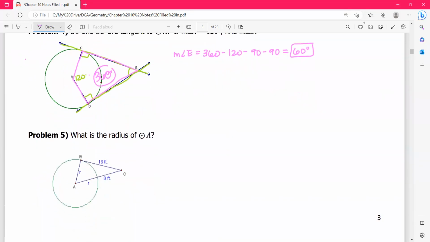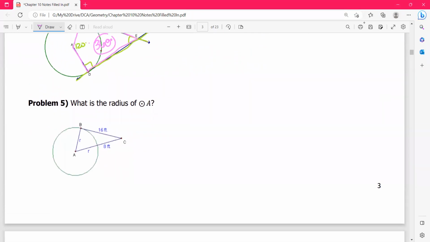Okay, let's check out another one. So now we're going to think about the same exact thing. What is the radius of circle A? I've got a tangent line, CB, so I know I've got a right angle. Look at the big picture here, guys. What kind of triangle do I have?